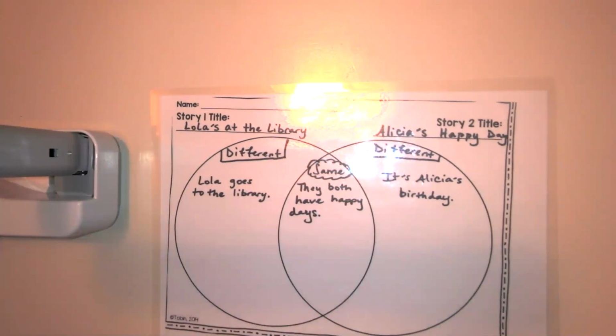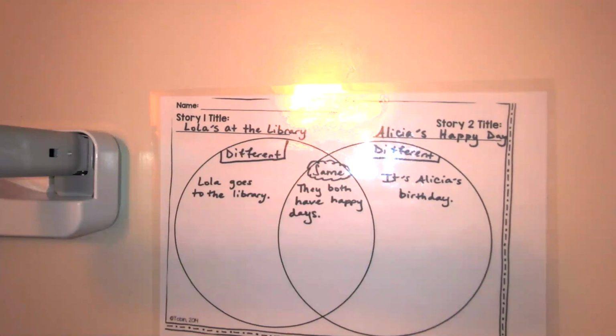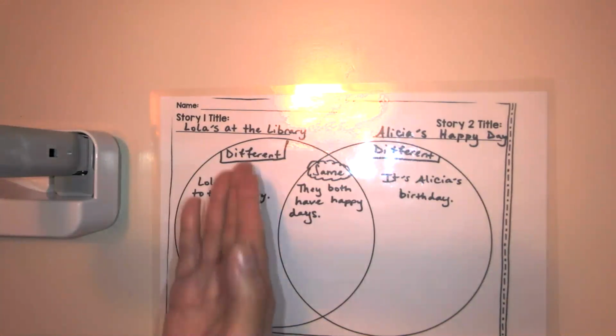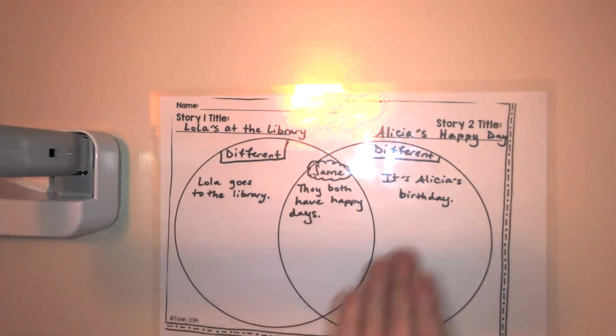So again, there are lots of ways these characters are different, and there are lots of ways these characters are the same. So in your graphic organizer, you want to be thinking, how are they the same? How are they different? And name at least one for each section. Don't leave anything blank. And show that first grade push, that first grade knowledge. Maybe you can give me 2 different ways that Lola is different, 2 different ways they're the same, 2 different ways Alicia is different. Give that first grade push.